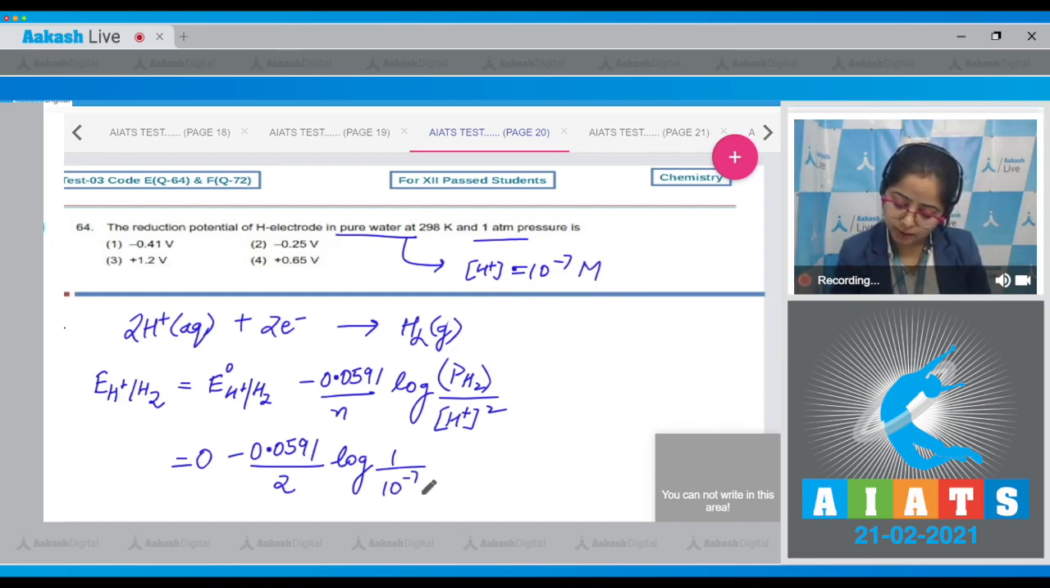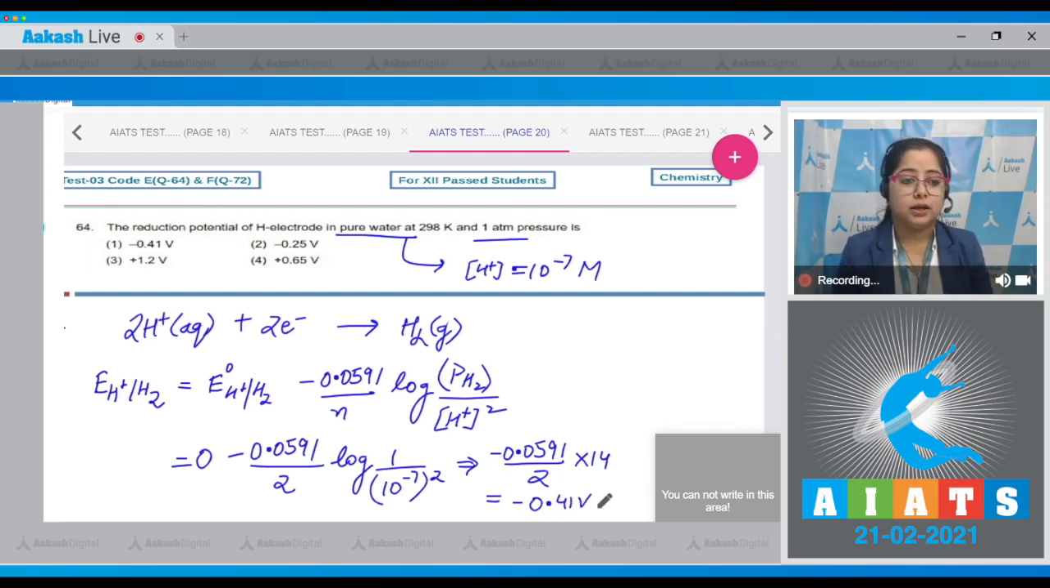So 10 raised to the power minus 7 whole square. Students, it is very clear that this is equal to 0.0591 upon 2 into 14, which is equal to minus 0.41 volt. That means the correct answer is option number 1.